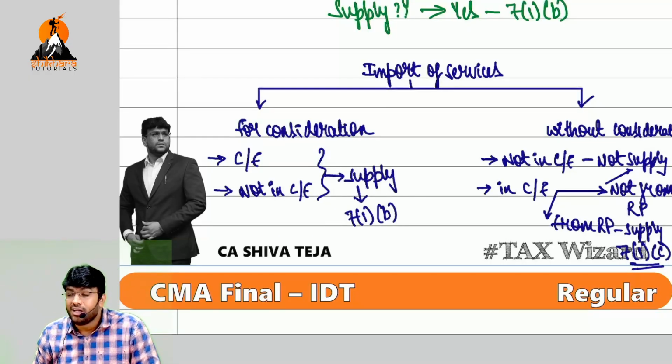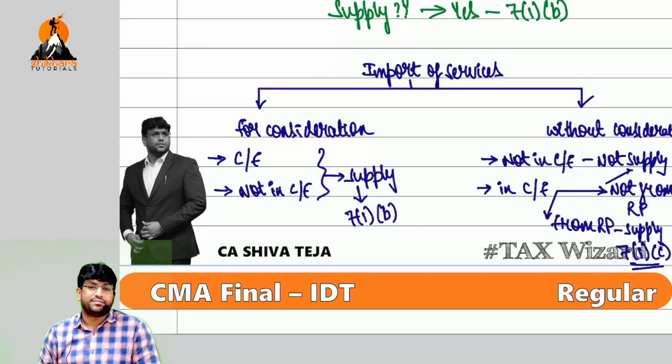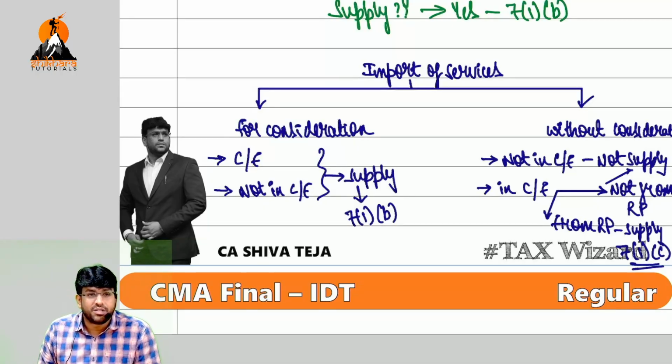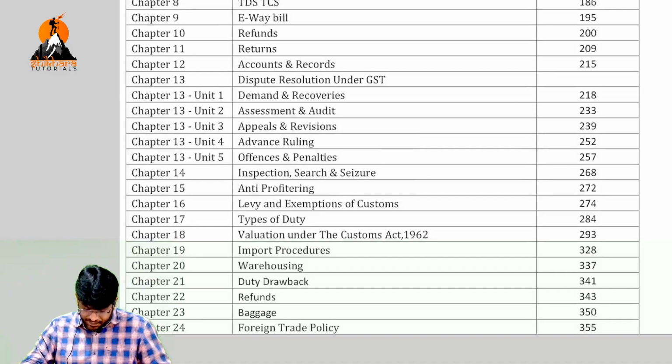Get the point, everybody? So what are the two important conditions? Number one, it should be from a related person. That too should be in the course or furtherance of business. Are we all getting clarity? Everybody please speak out, all of us, my dear friends. Come on, before you write.